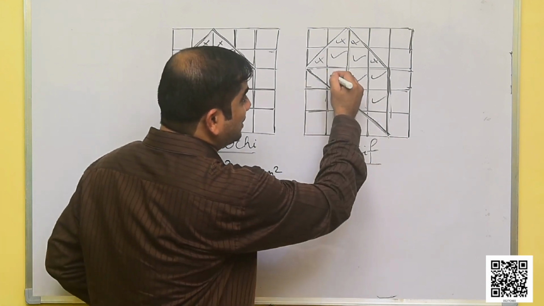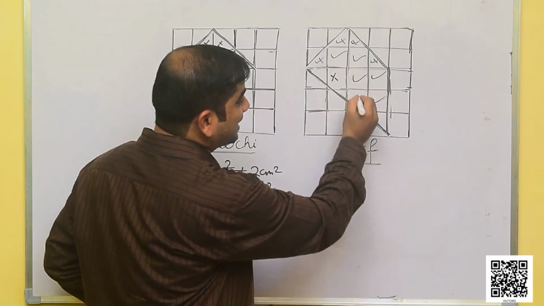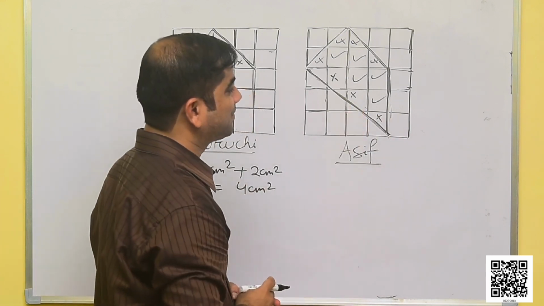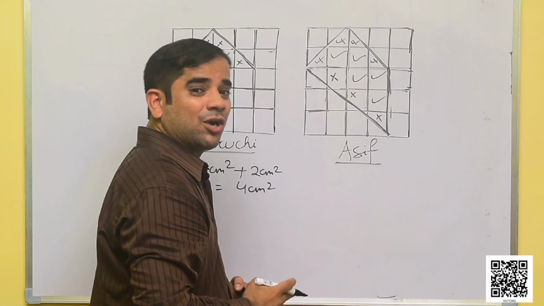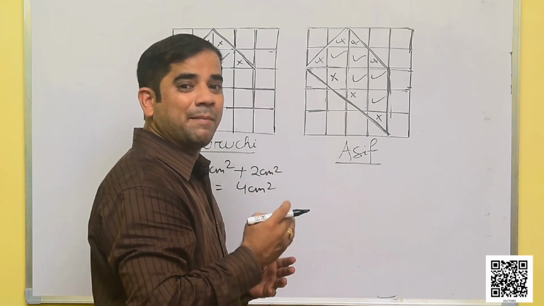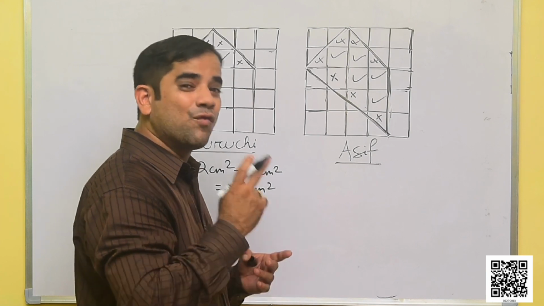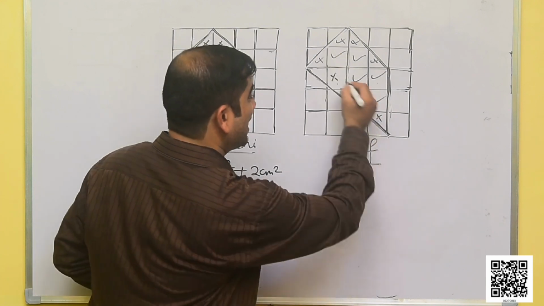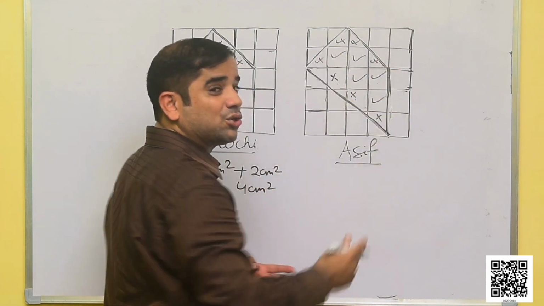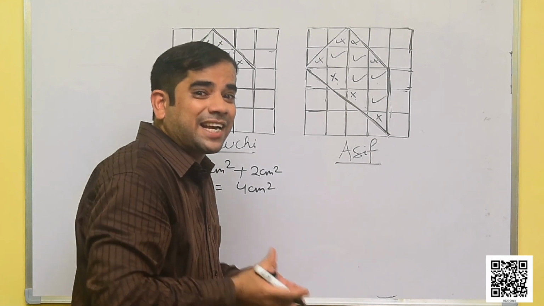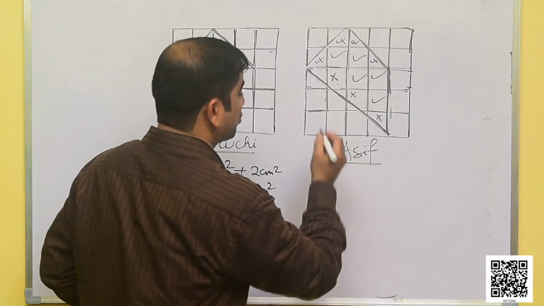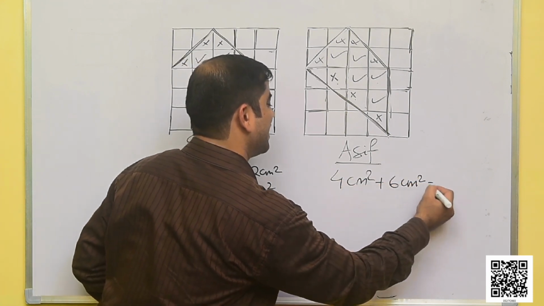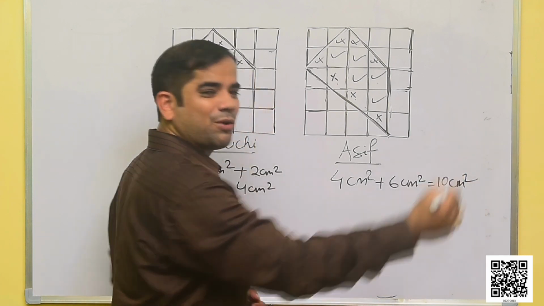It has this square which is more than half, this is more than half, and this is more than half as well. So as I have already told you, all the squares having more than half area are counted as full squares. So 1, 2, 3, 4, 5, 6. So he has drawn 2 lines to give Suruchi 6 square centimeter of area. So the total comes as 4 centimeter square plus 6 centimeter square, that is 10 centimeter square.